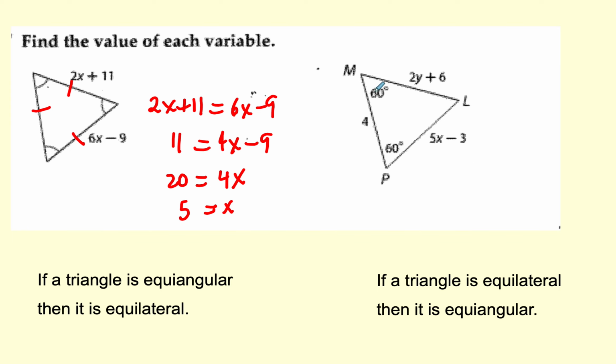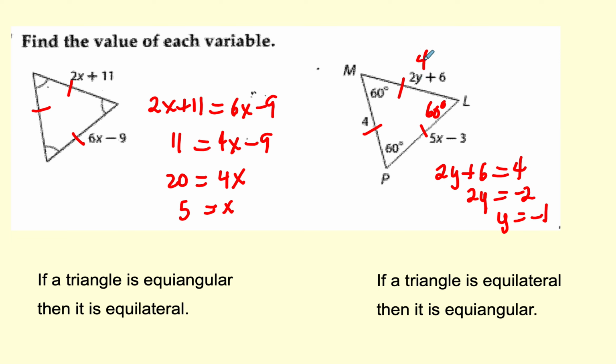Over here, this is 60 and 60. This has to be 60 in order to add up to 180, which means all the sides are the same. So I know this side and this side and this side are the same. So I'm going to set 2y plus 6 equal to 4. 2y is equal to negative 2. Therefore, y is equal to negative 1. So if I put a negative 1 in here, that answer will be 4. So that looks like it's reasonable. I'm going to set 5x minus 3 equal to 4.